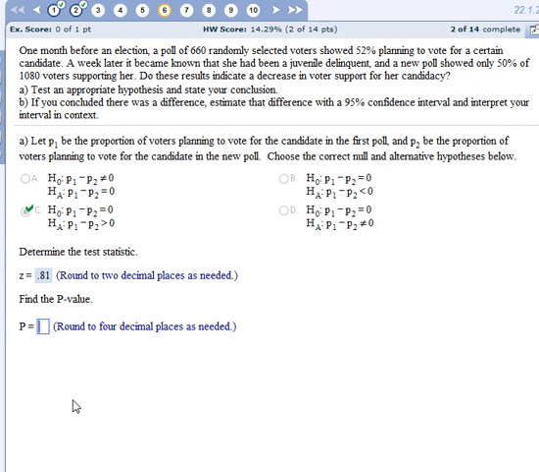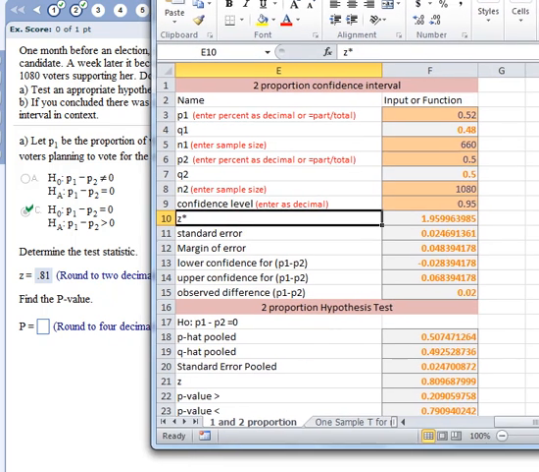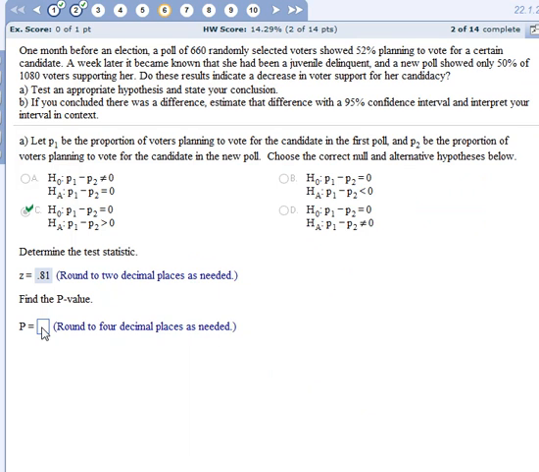Okay, and then we want to find the p-value, which our computer will have done for us, hopefully. The p-value in this case is for P1 minus P2 greater than 0, so that's 0.2091 rounded to 4 decimal places.